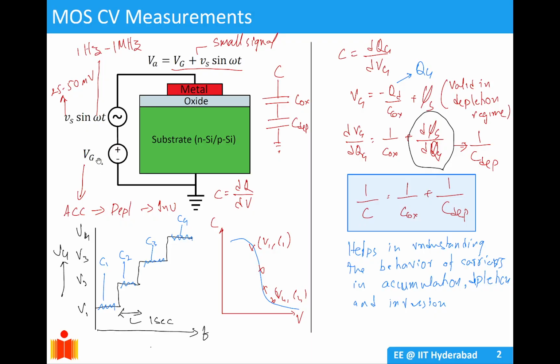So you increase Vg in steps, and for each step you will get a certain capacitance across your MOS cap, and you plot all the capacitances versus voltages, and you will get a curve like this. We know capacitance is dQ by dV. So you can then write Vg equals minus Qd by Cox plus phi s. This is in the depletion region.